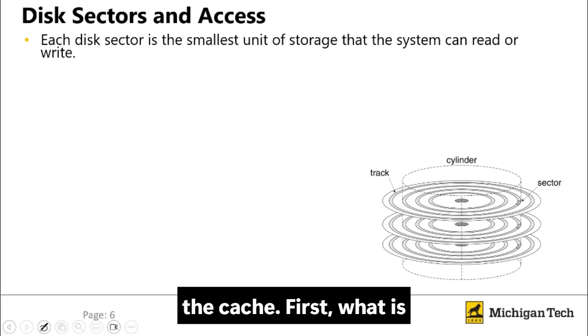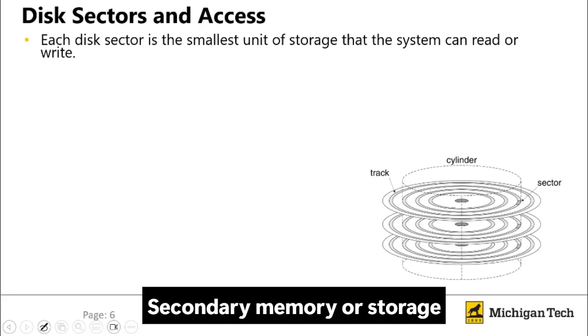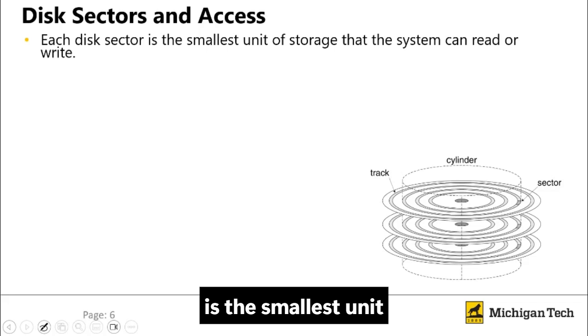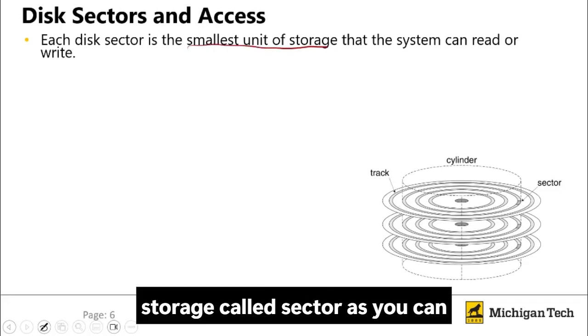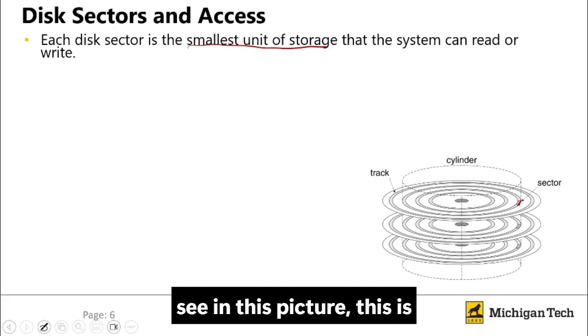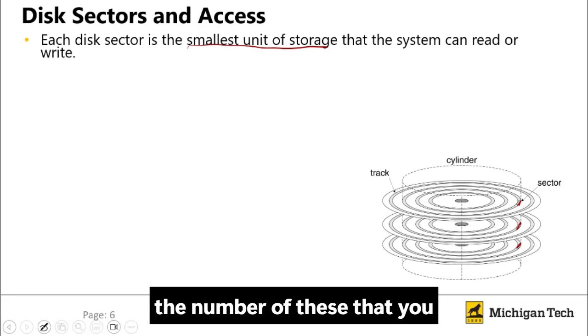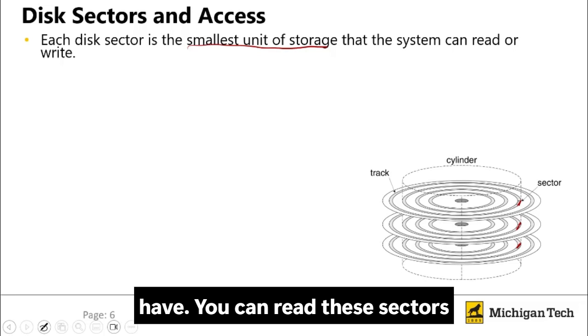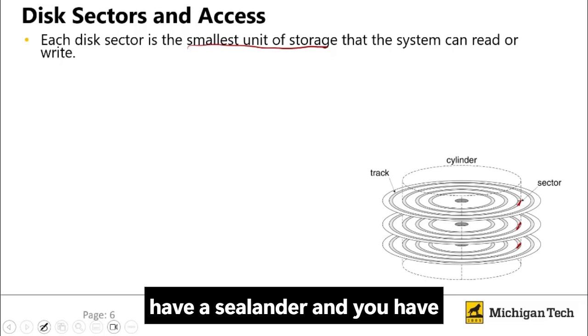First, what is a sector? The sector in secondary memory or storage is the smallest unit of storage. As you can see in this picture, these are the sectors. It depends on the number of disks that you have. You can read these sectors at the same time. And you have a cylinder, and you have tracks.